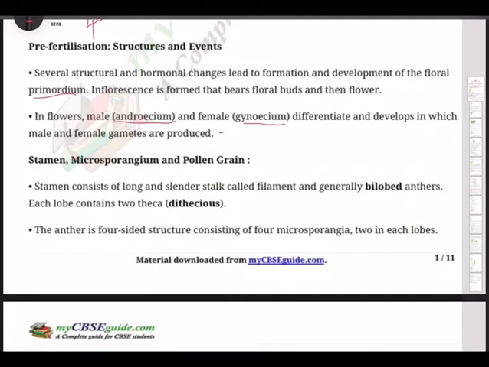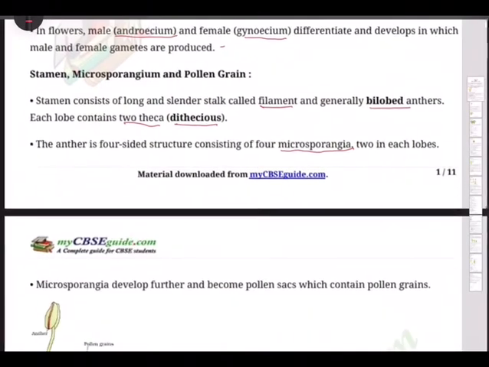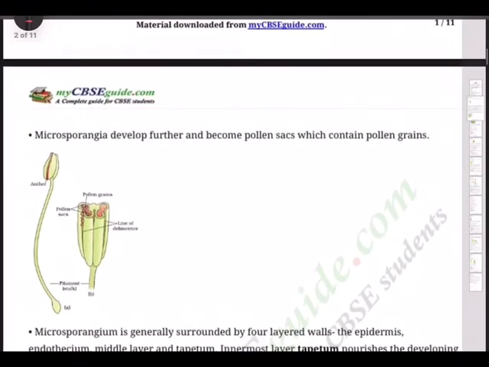So the first one, stamen, microsporogenesis and pollen grain. Stamen consists of long slender stalk called filament and generally bilobed anthers. Bilobed, 2 lobes will be there. Each lobe contains two theca, so we call it dithecous. The anther is a four-sided structure, consists of four microsporangia, two in each lobe. So this is how the structure will be.